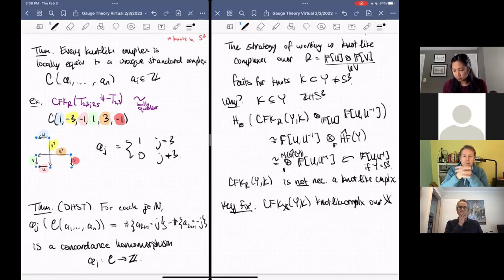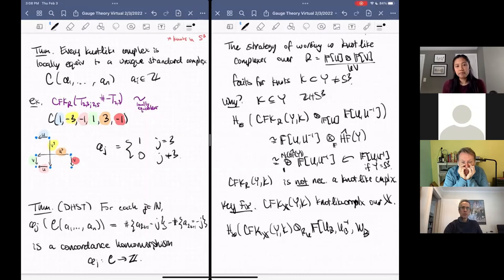And if you take the complex over the ring X and you tensor with the analogous ring, which is RU, with the homogeneous localization of RU, which is this ring, this homology will be exactly one copy of that homogeneous localization.